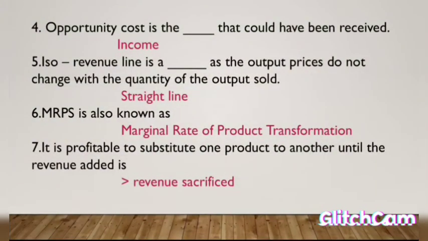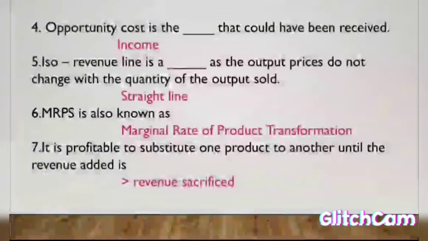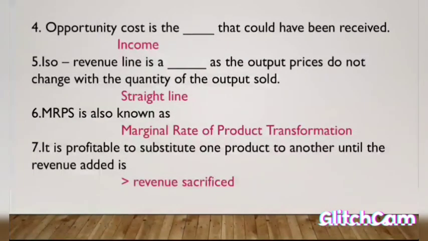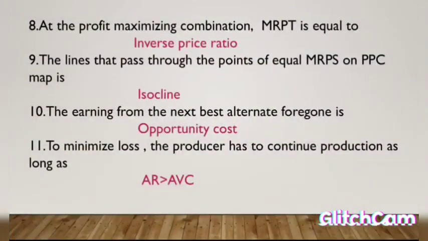The ISO revenue line is a straight line as the output prices do not change with the quantity of the output sold. MRPS is also known as MRPT, that is marginal rate of product transformation. It is profitable to substitute one product for another until the revenue added is equal to the revenue sacrificed. At the profit maximizing combination, MRPT is equal to the inverse price ratio. The lines that pass through the points of equal MRPS on the PPC map are isoclines.